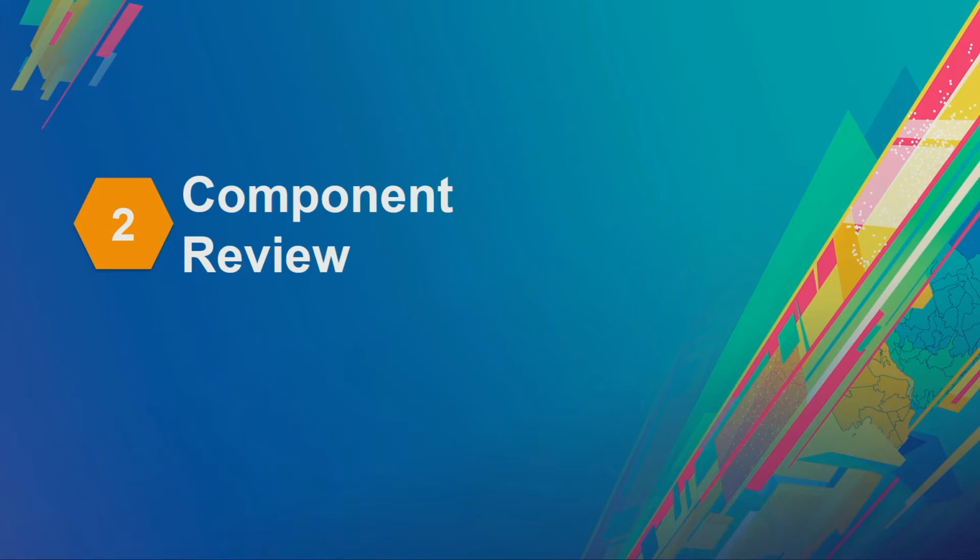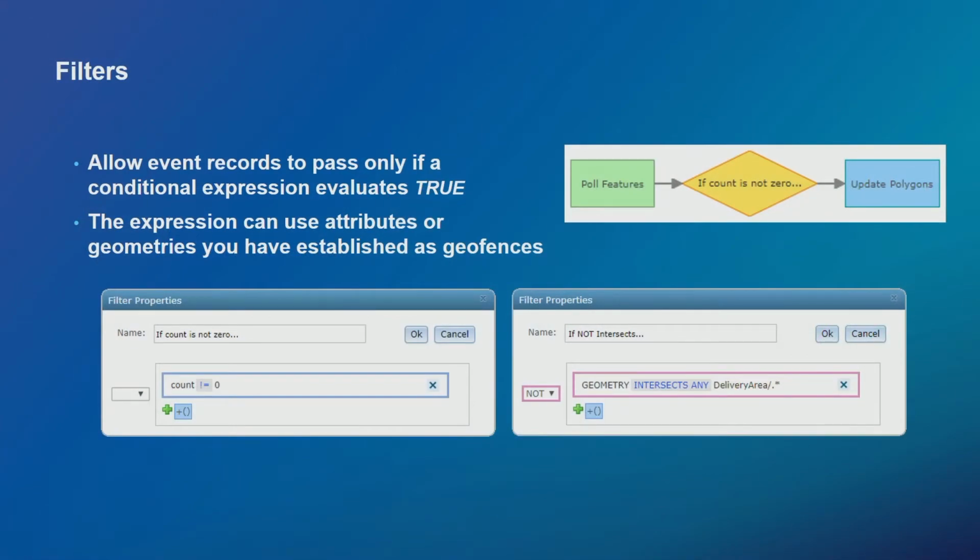Thanks, Greg. Okay, so taking a bit of a deeper dive into each one of the components that we just saw, starting with filters. Filters evaluate a set of conditions that results in either a true, it passes the event on unchanged, or false, it blocks the event and doesn't allow that event to pass. A filter will never change an event, and filters can apply both attribute and spatial conditions to their evaluation.